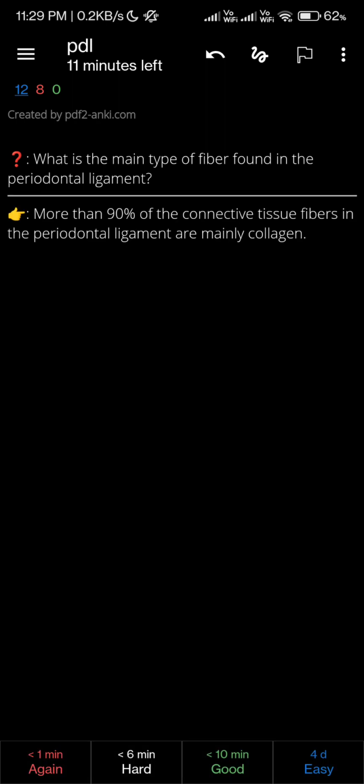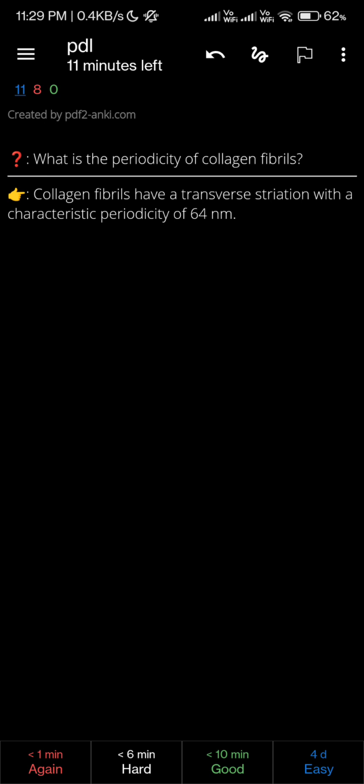What is the main type of fiber found in the periodontal ligament? Collagen, mainly types 1 and 3, making up about 90%. What is the periodicity of collagen fibers? They have transverse striations with a characteristic periodicity of 64 nanometers. The main collagen types in the periodontal ligament are 1 and 3.